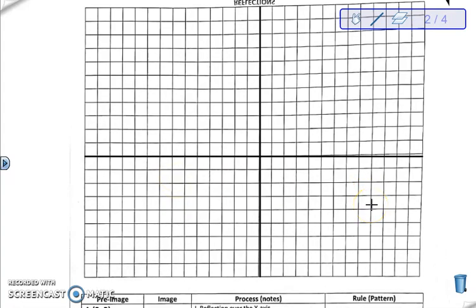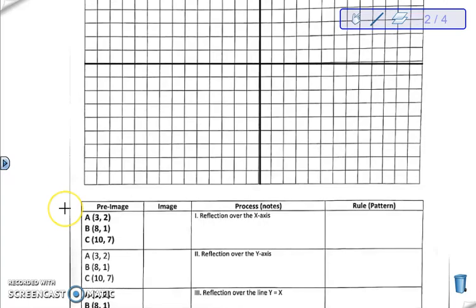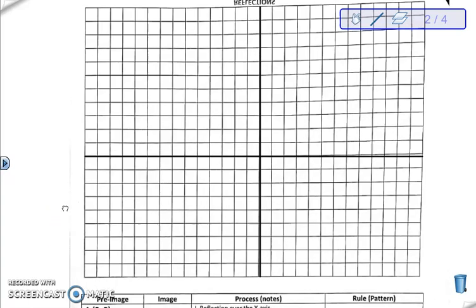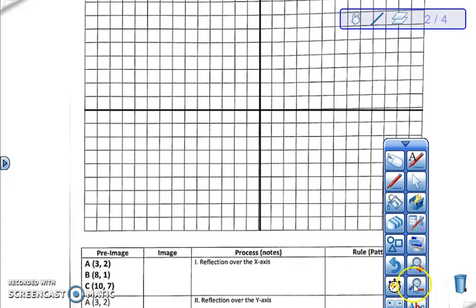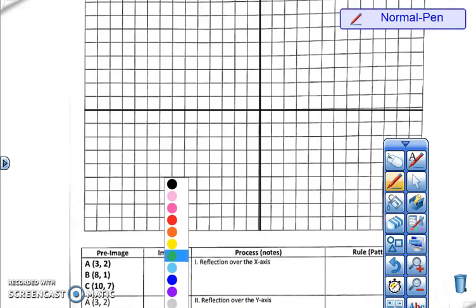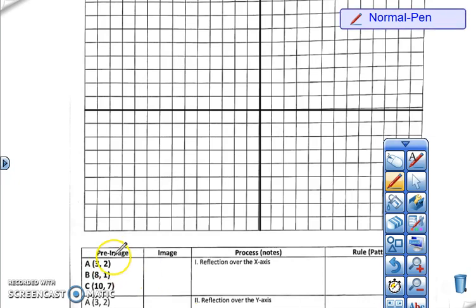We are going to take our given triangle. Remember, the points they give us are the preimage, and we're going to create an image by reflecting the triangle across various lines. So if we look at our table, they gave us a set of points.